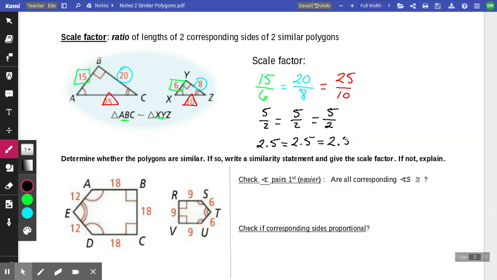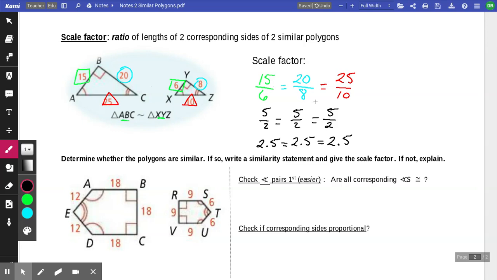So why is the scale factor 2.5? That's because you could multiply each of these side lengths here times 2.5 to get these side lengths over here. 6 times 2.5 is 15. 8 times 2.5 is 20. And 10 times 2.5 is 25.